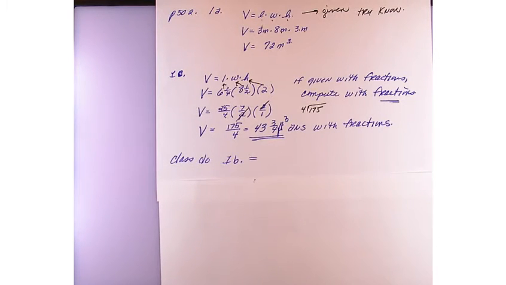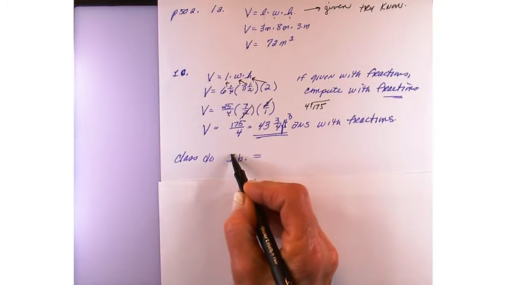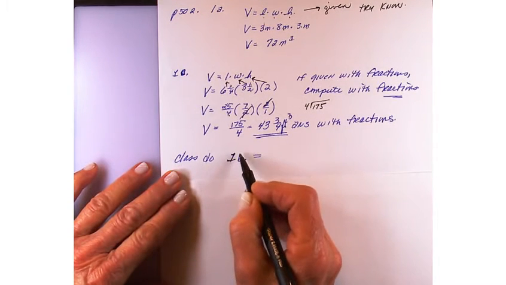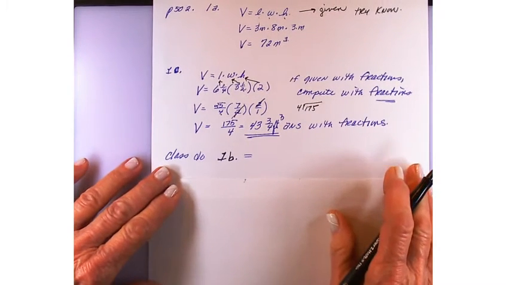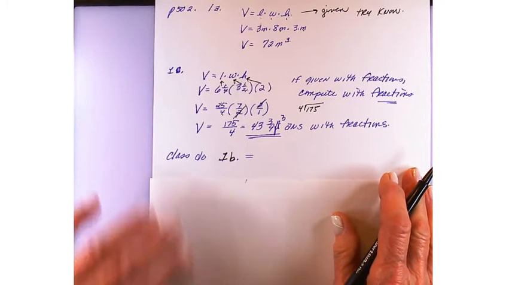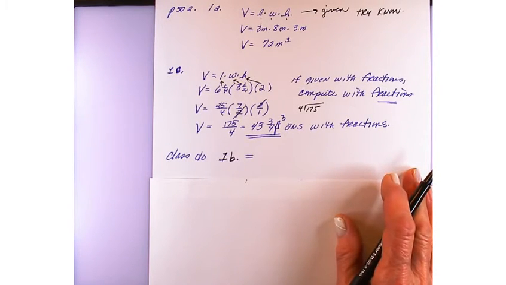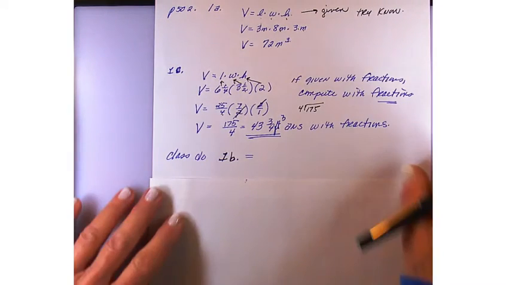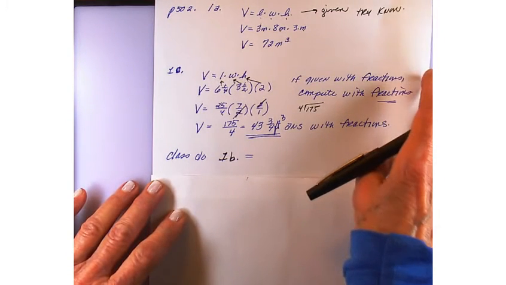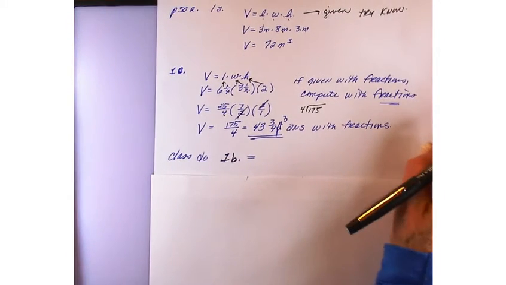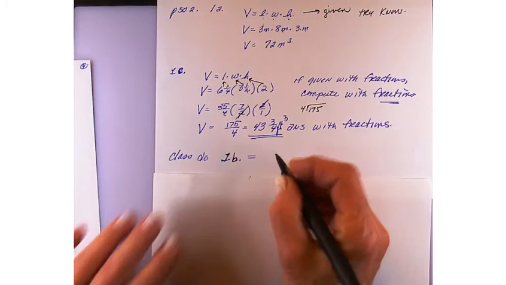Now, make these notes. If you're going to pretend as if we were in class, I would have you do problem 1B. I would wait for you to do that problem and then possibly do a walk and check. So you're going to have to do this on your own.